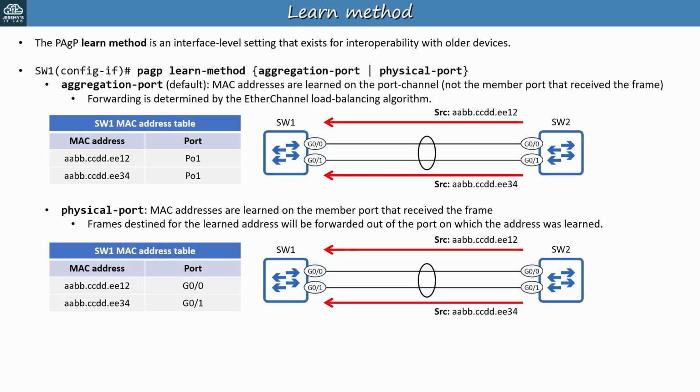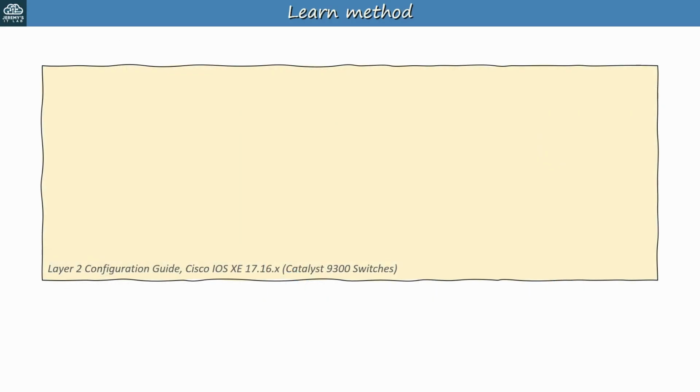However, here's the key thing. Modern Cisco switches only support aggregate learning, but the command remains in modern IOS. To see why this option still exists, let's take a look at what Cisco's documentation says. Here's an excerpt from the Layer 2 configuration guide for IOS XE version 17.16, specifically for Catalyst 9300 switches.